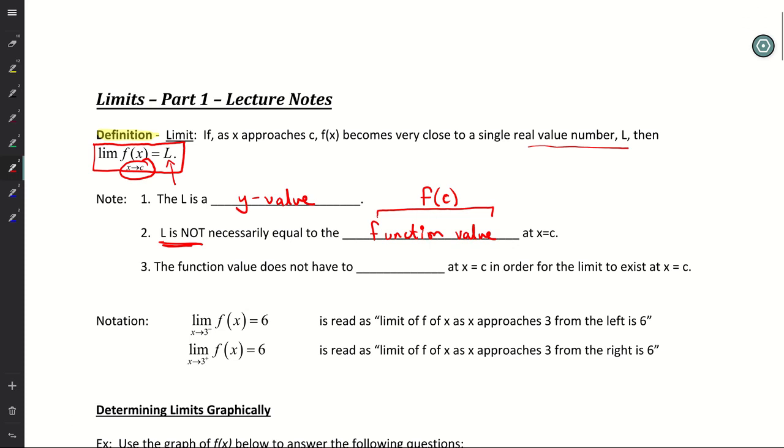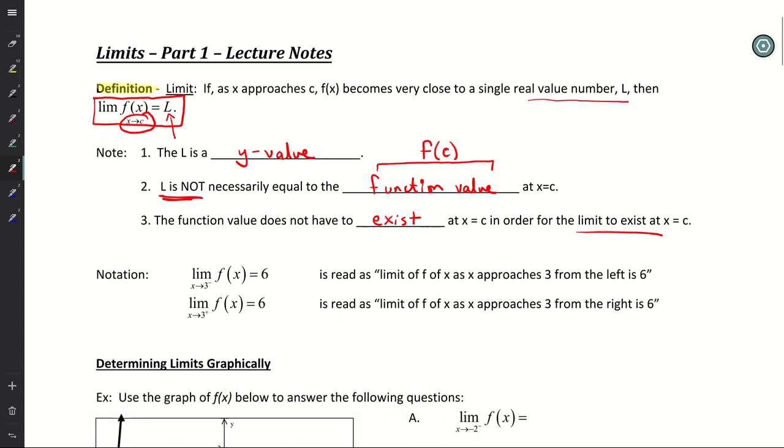But notice that the limit is not necessarily equal to the function value. And then the third thing, relating back to the second thing, is that the function value doesn't even have to exist at x equal to c in order for the limit to exist. So there doesn't even have to be a point there for a limit to exist. Limits are kind of different ideas. We're going to be able to see better what they are when we look at a graph, but I wanted to make sure to get just some of the basics down first.